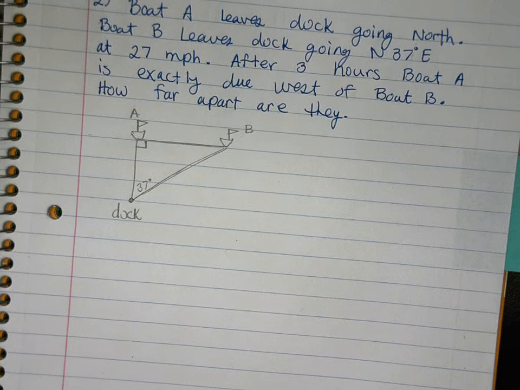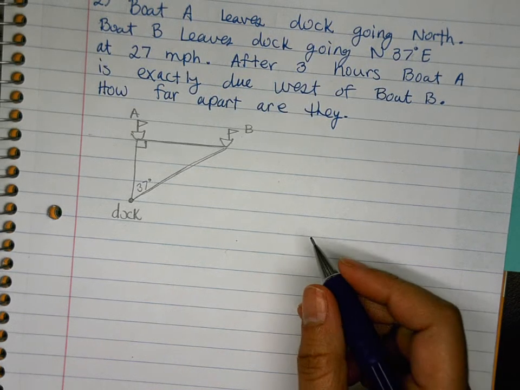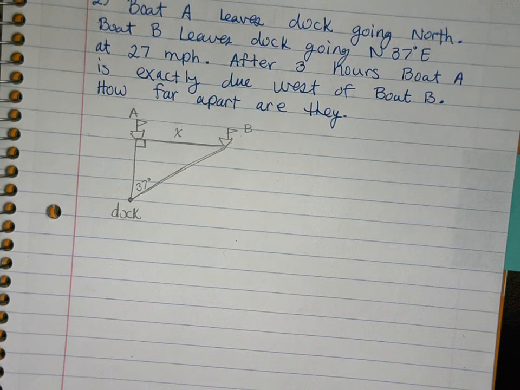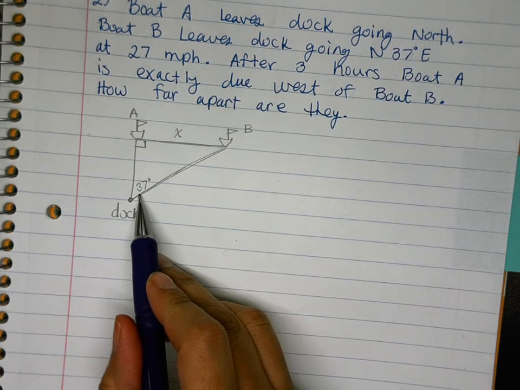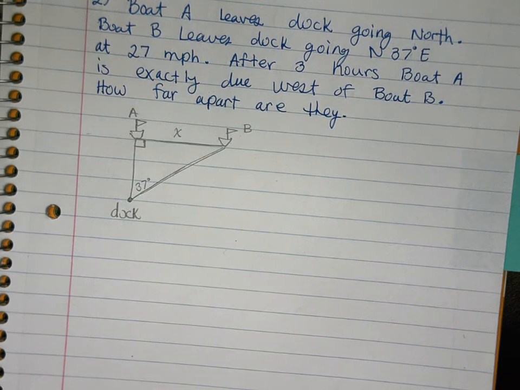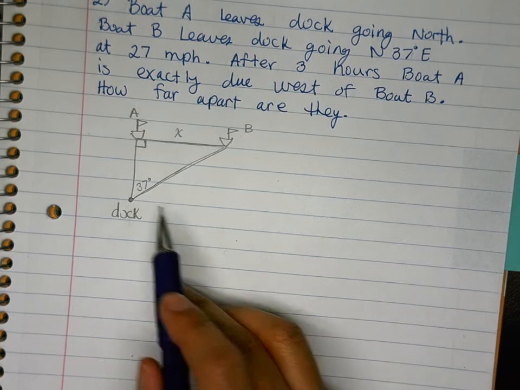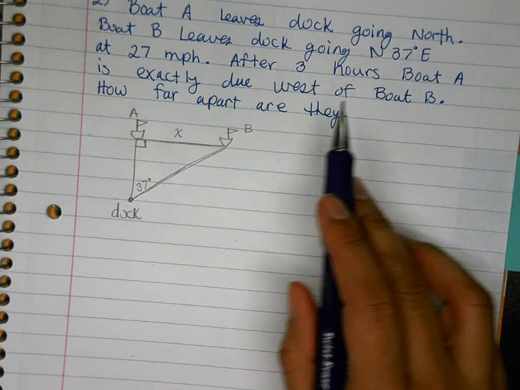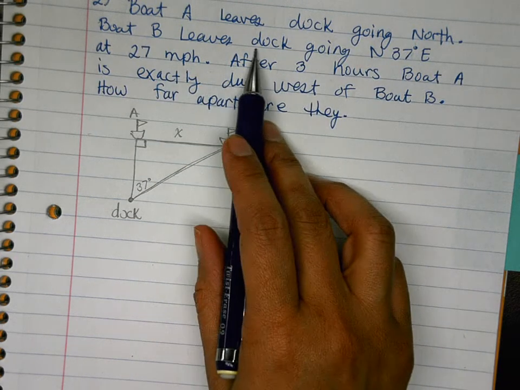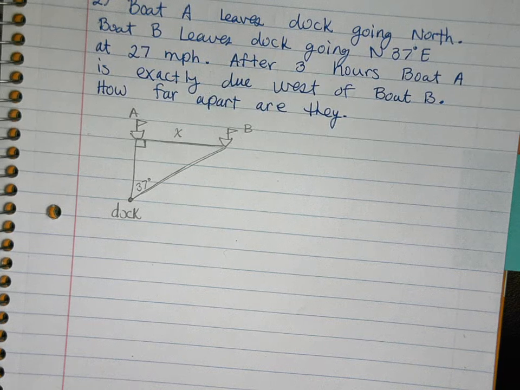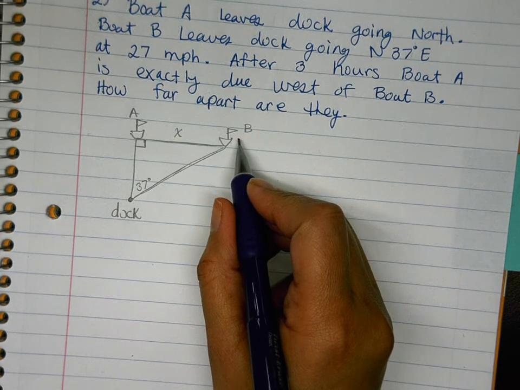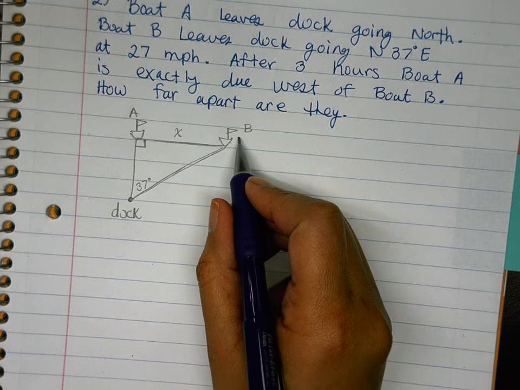How far apart are they? So this is what we are looking for. We're looking for this distance here. Right now, all I know is that this angle here is 37 degrees. I'm looking for this x, so right now I do not have enough information. Would you agree? So let's see what other information was given. Boat B is traveling 27 miles per hour, and is traveling for how long?